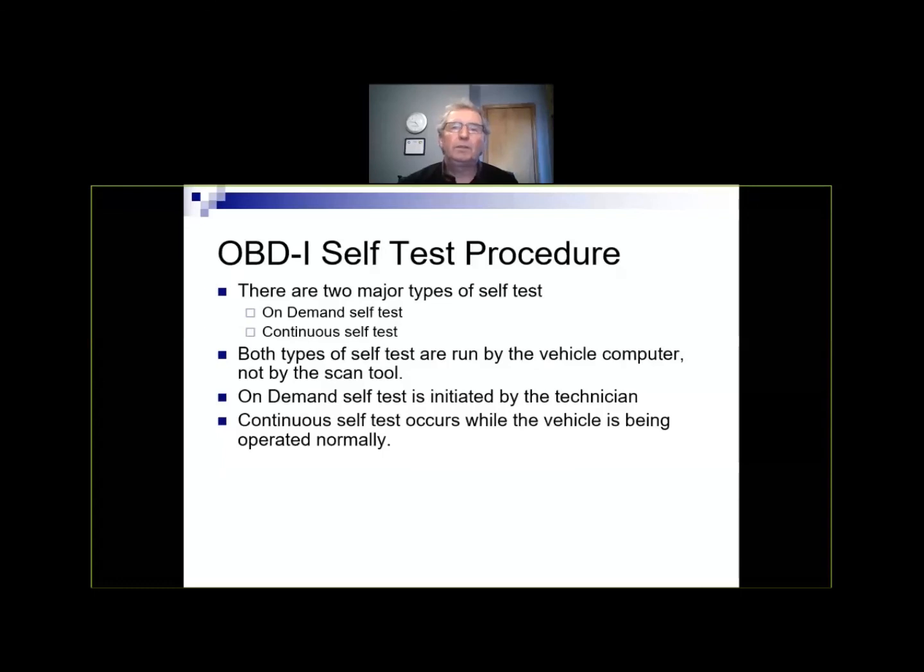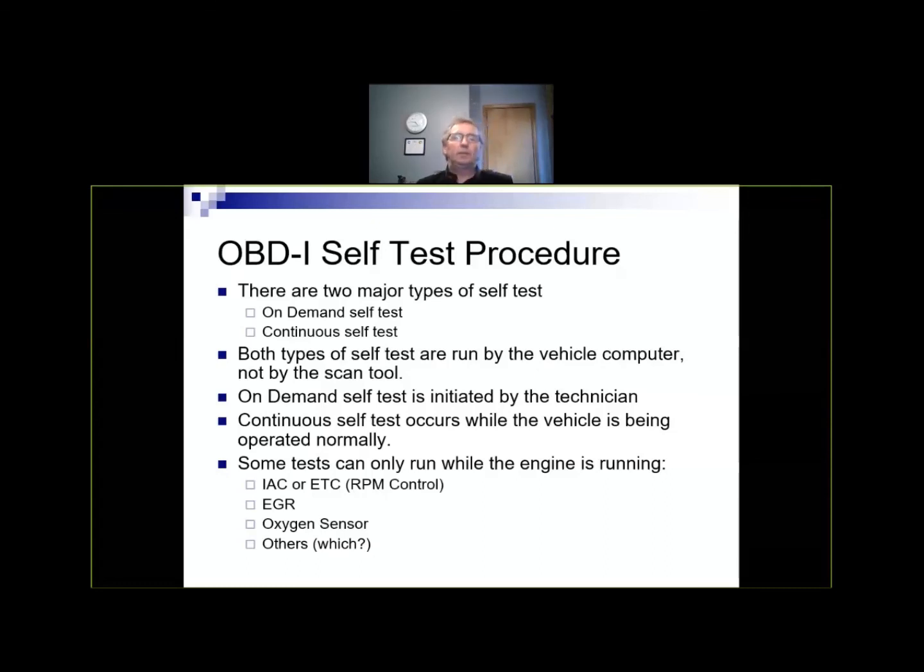The continuous self-test occurs while the vehicle is being operated normally. So this is what's happening when the customer has the car, right? Before you ever see it, every mile it drives, that diagnostic is just looping over and over and over again. And every time the correct enable criteria happen for a monitor, that monitor will run. And a lot of monitors will just run once and then they won't run again until the next time you drive the vehicle, the next time the enable criteria are met.